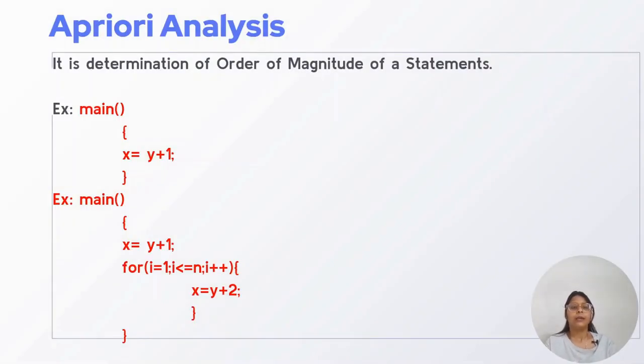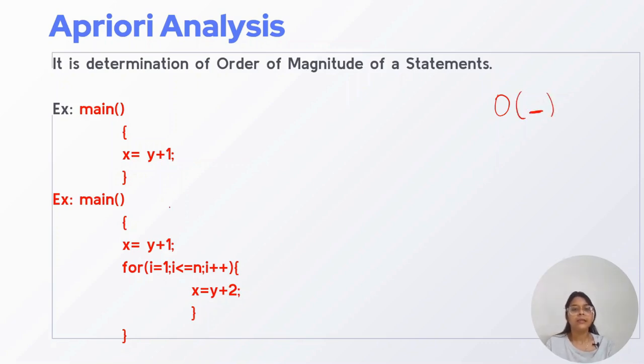So let's take some examples for this. I will be doing the Apriori analysis as I told you earlier. I will write the number of times each statement executes in that program, and I will write its order of magnitude. It is written like this: order of magnitude of whatever time that algorithm is taking.